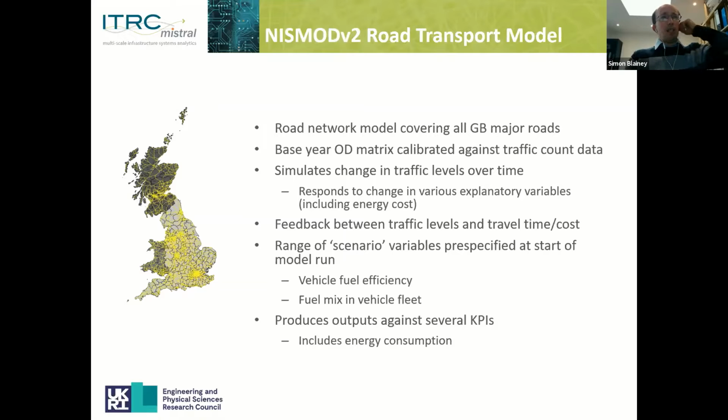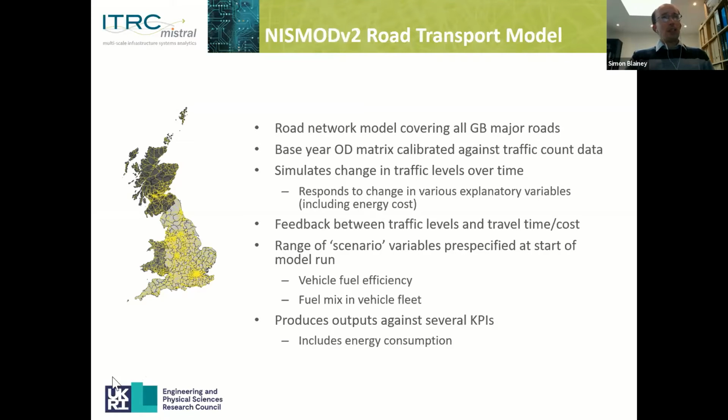And it's calibrated with a base year trip matrix, which is based on observed traffic count data. So it represents traffic in the base year to start with. It then simulates change in traffic levels for all of these flows over time in response to changes in the values of a range of different explanatory variables drawn from the different elements of NISMOD or pre-specified by the transport model. And the particularly important one here is energy cost.